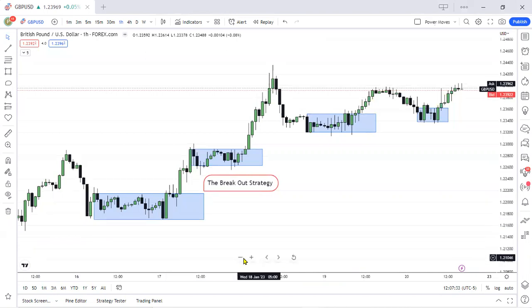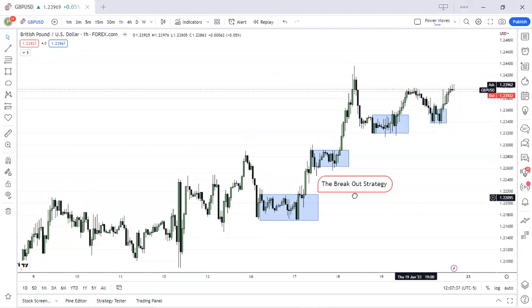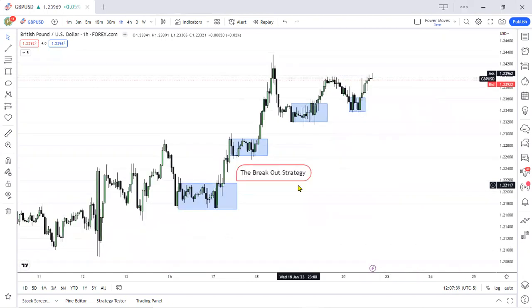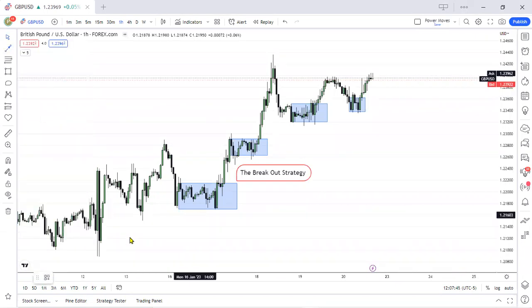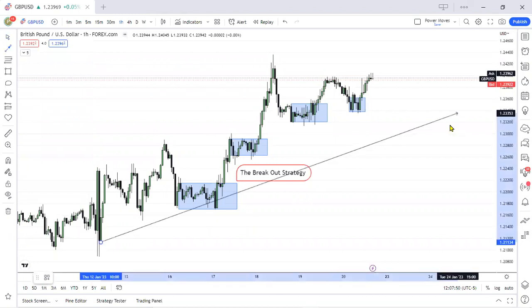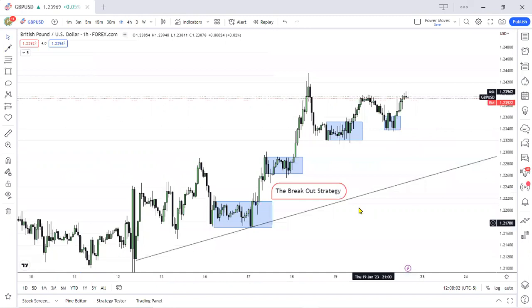So if we were to squeeze this a little bit, if you took your trend line, right? And you started, let's say down here, you notice that we're in an uptrend, right? Because everything's above the trend line. So in an uptrend, we can anticipate the market to continue to go up, right?